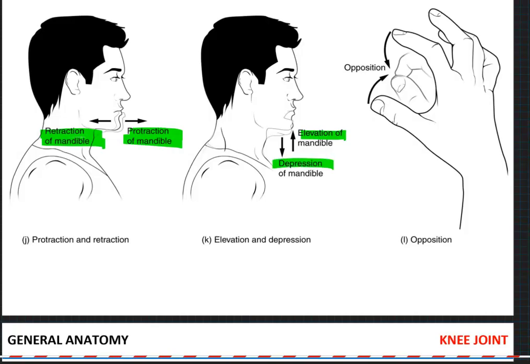Elevation and depression. So, when you chew, yes. Much simpler, when you shrug. Shrugging is elevation. And then going back to the previous position is depression. Okay? When you open your mouth, you depress your mandible. While you close your mouth, you elevate your mandible. And opposition, thumb and all other fingers. So when you form an OK sign, this is opposition. Okay?